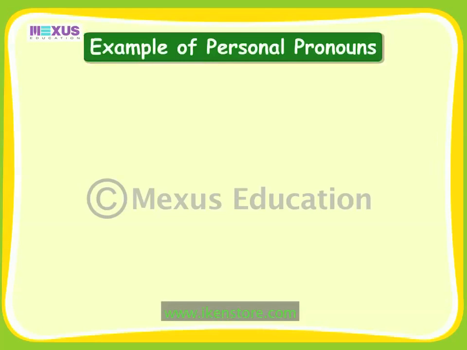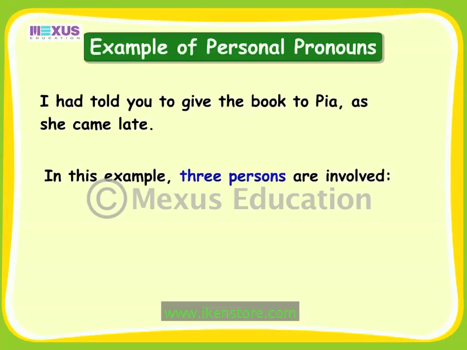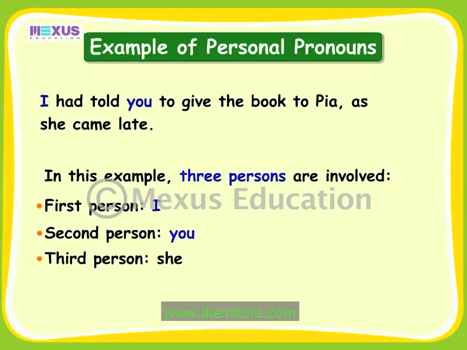Consider the following example. I had told you to give the book to Pia as she came late. In this example, there are three persons involved. The personal pronoun I is known as the first person as it refers to the person speaking. The personal pronoun you is known as the second person as it refers to the person spoken to. The personal pronoun she is known as the third person as it refers to the person spoken about.